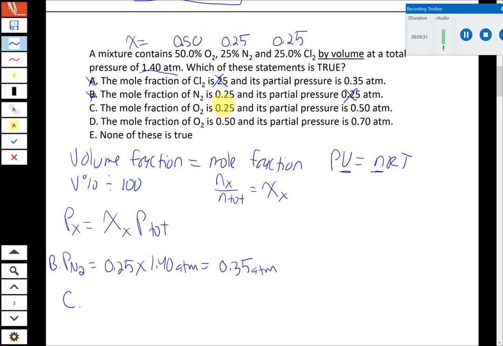That's already wrong because the mole fraction of O2 is 0.5. So that number is wrong. We don't have to worry about evaluating the rest of it.